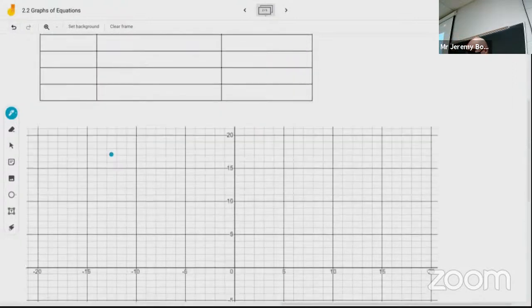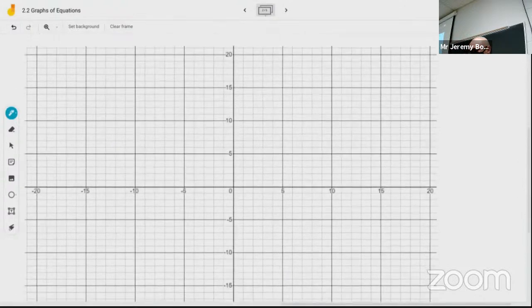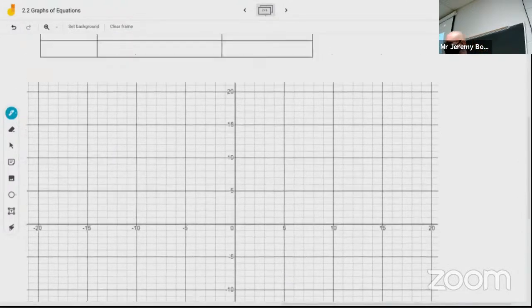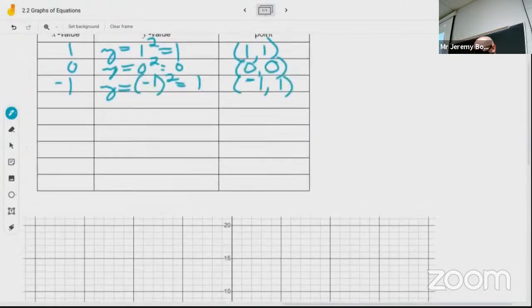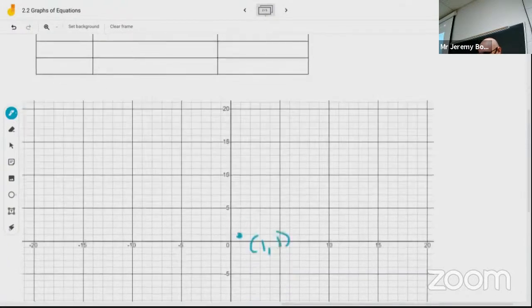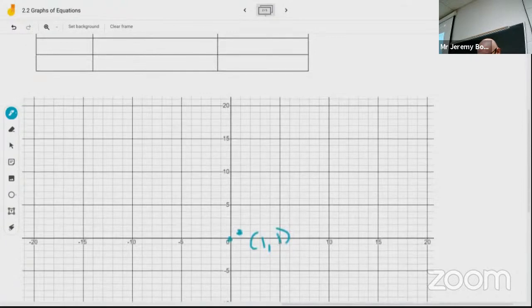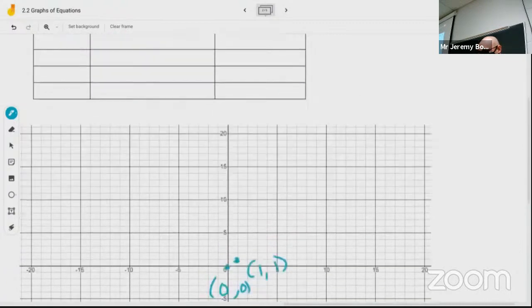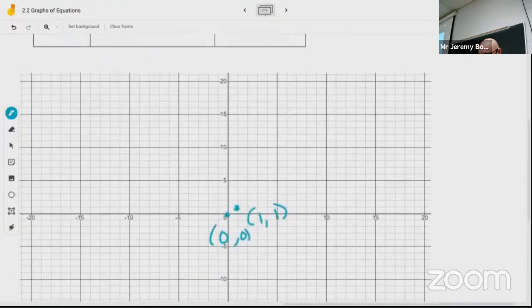So let's plot those. How does this look? All right, every tick mark is 1, it looks like. So we have 1, comma 1. That's going to be right here. We have 0, comma 0. And we have -1, comma 1. I was really zoomed out here. So that's what we have so far.